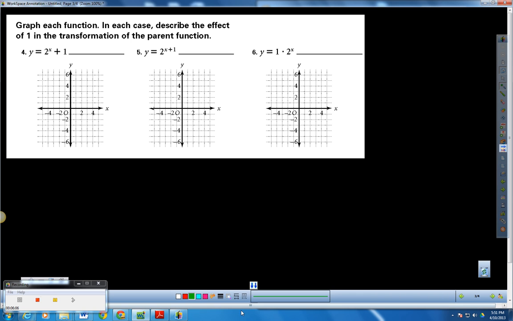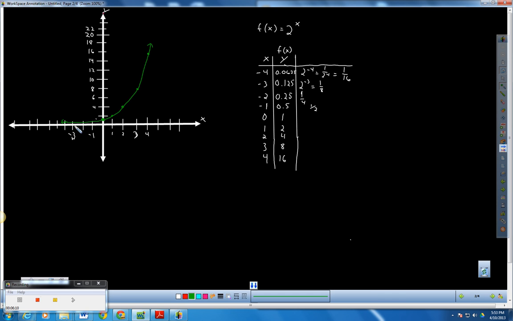I really don't have to regraph it if I have a firm understanding of what f of x equals 2 raised to the x. Or we could just call this y equals 2 raised to the x. This is it. I know that each one of these y values I'm just going to add 1 to. So that's going to be 1.0625, 1.125, 1.25, 1.5, 2, 3, 5, 9, and 17. Look at that. So I already have all those. I can make that table.